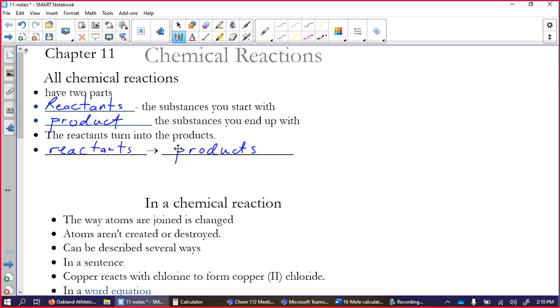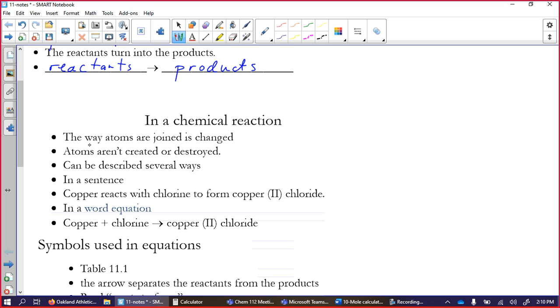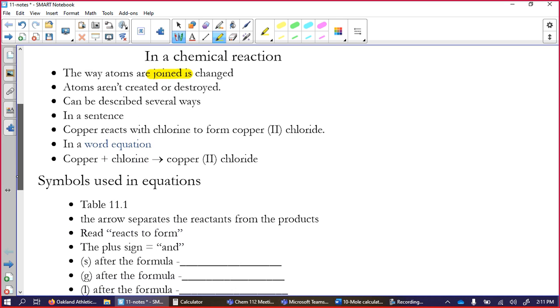So the next little couple points: in a chemical reaction, because we can have nuclear reactions, we can have physical changes, but in a chemical reaction, fundamentally, all we're changing is how things are joined together. We're not changing atoms, we're just moving things around. I can communicate this: copper reacts with chlorine to form copper(II) chloride. Words with changes reacts to 2 plus and all of that.